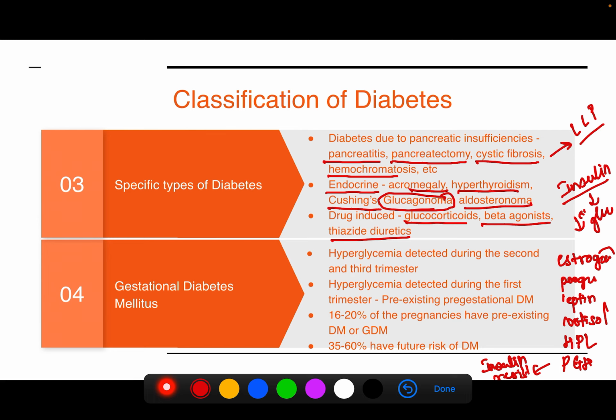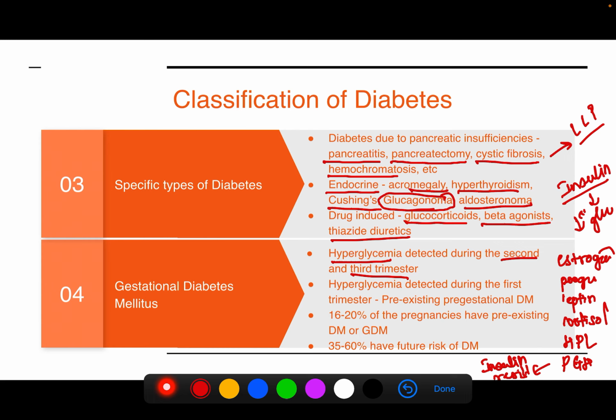Because of these hormones, there is insulin resistance, and therefore pregnant women are at a higher risk of developing diabetes. So in gestational diabetes mellitus, the hyperglycemia is detected during the second and the third trimester. You say it as GDM only when it is detected in the second or third trimester. What happens if you see hyperglycemia in the first trimester?